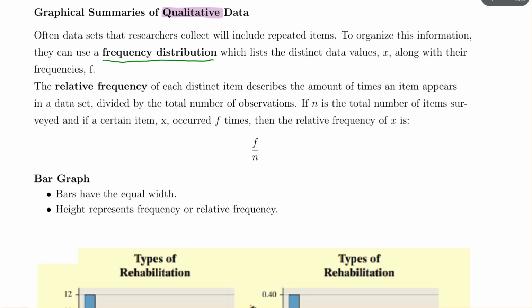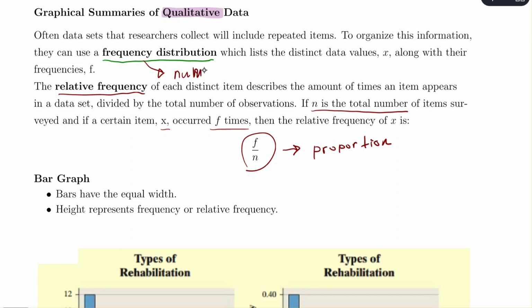Relative frequency of each distinct item describes the number of times the item appears in a data set divided by the total number of observations. If n is the total number of items, and x occurred f times, then f divided by n is the relative frequency. So we can think of relative frequency as a proportion, whereas for frequency, we're just counting them. How many do we have? Just numbers.